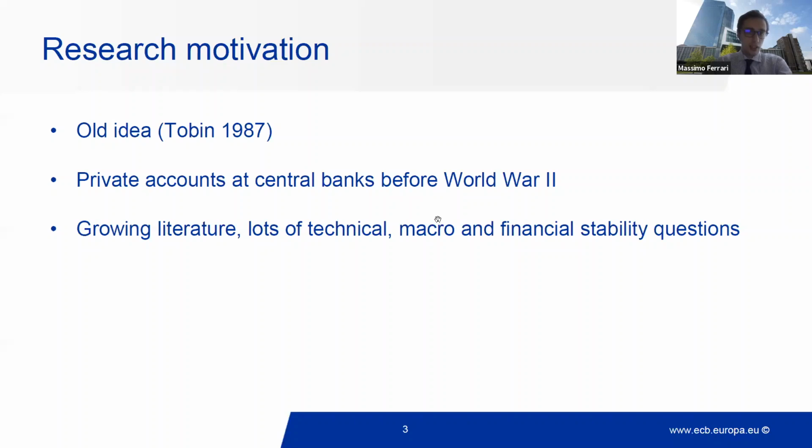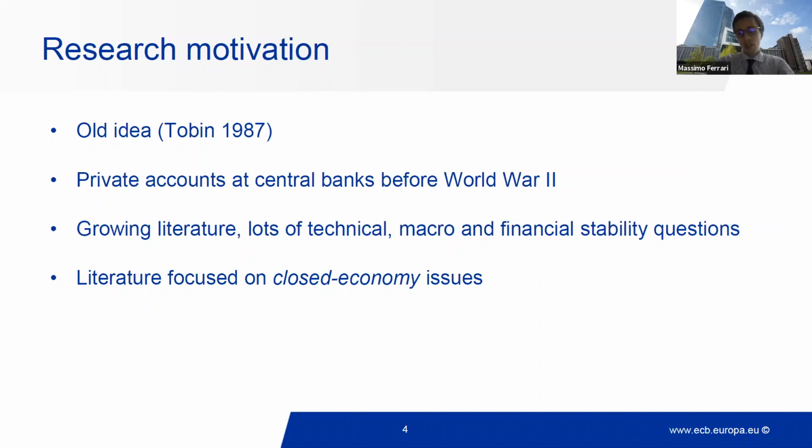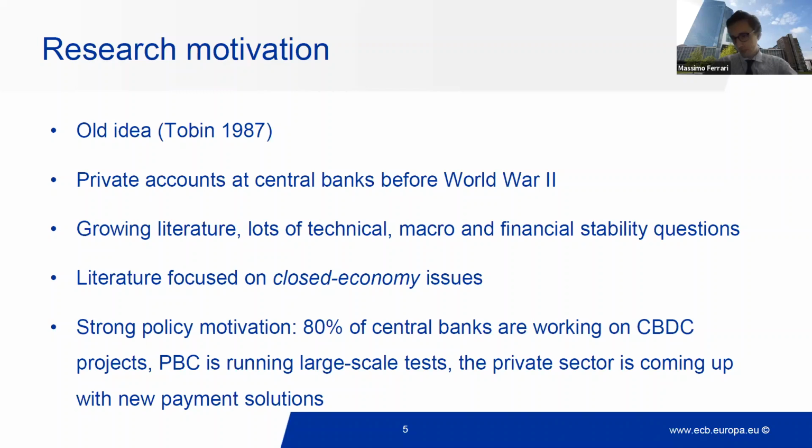The literature on CBDC is growing, very technical in nature, on how it should be designed, what is the difference between token-based and account-based, and it tackles some very important macro financial stability questions. But the literature is still limited in its reach on open economy implications. And this is very relevant for policy, because many countries are planning or discussing the issuance of a CBDC. And some very large countries are very much ahead of the curve, such as China, where there are already large scale tests of a CBDC, and they plan to bring it up for the next Olympic Games they will host.